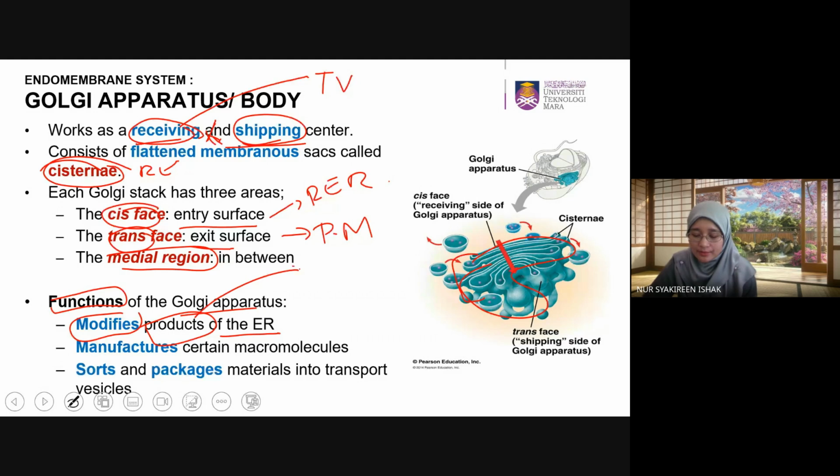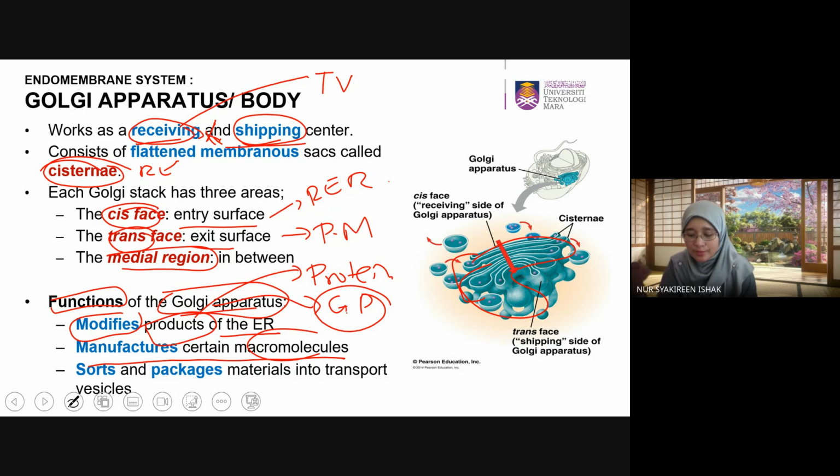Products of rough ER is either protein or glycoprotein lah kan, to be modified in the Golgi apparatus kan. So manufacture certain macromolecules kan, and then certain macromolecules is the glycoprotein lah. So from the glycoprotein it may become enzyme, it may become hormone, it may become lysozyme in the lysosome, or it can become transport protein to be embedded in the plasma membrane.